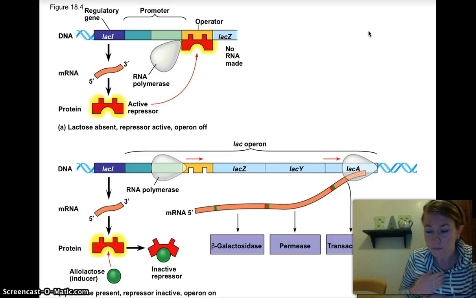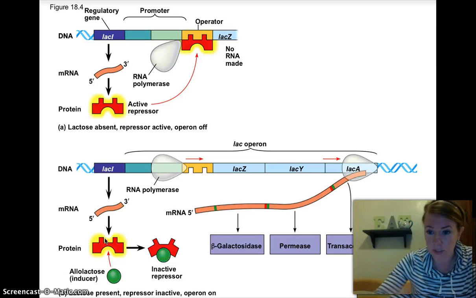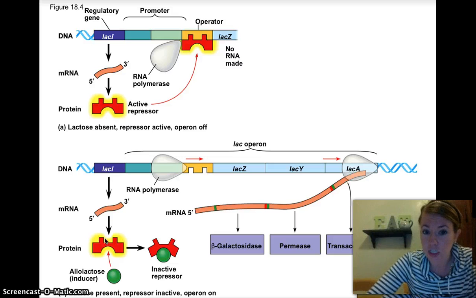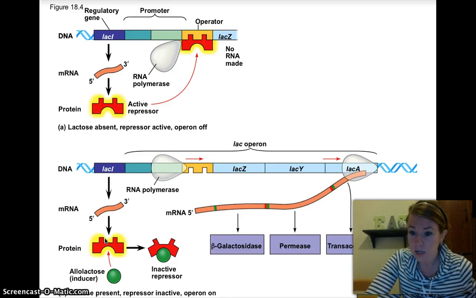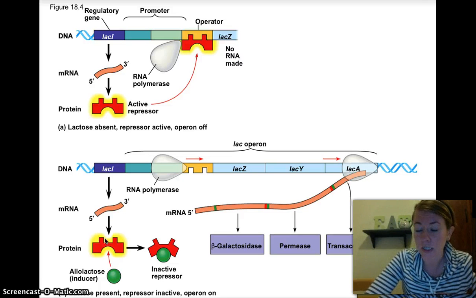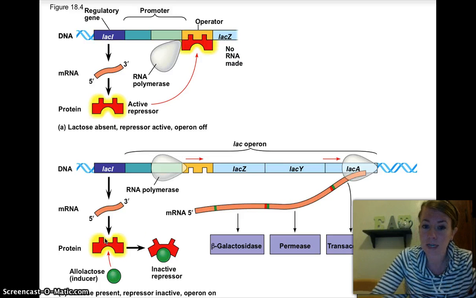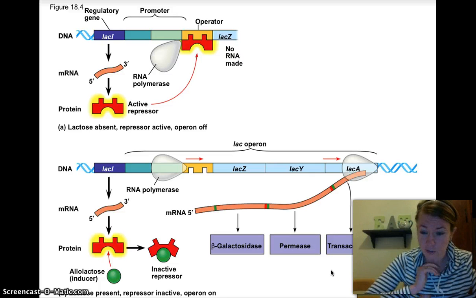It's not there. If lactose is present, it goes and it binds to the repressor. It turns off the repressor. When it turns off the repressor, it turns on the operon. So we are inducing the transcription of these genes, of the operon. So lactose turns off the repressor, which turns on the operon. So the operon then makes the genes. RNA polymerase can bind to the promoter, transcribe the genes, then they get translated, and we get our gene product because we turned off the repressor. We induced the operon.